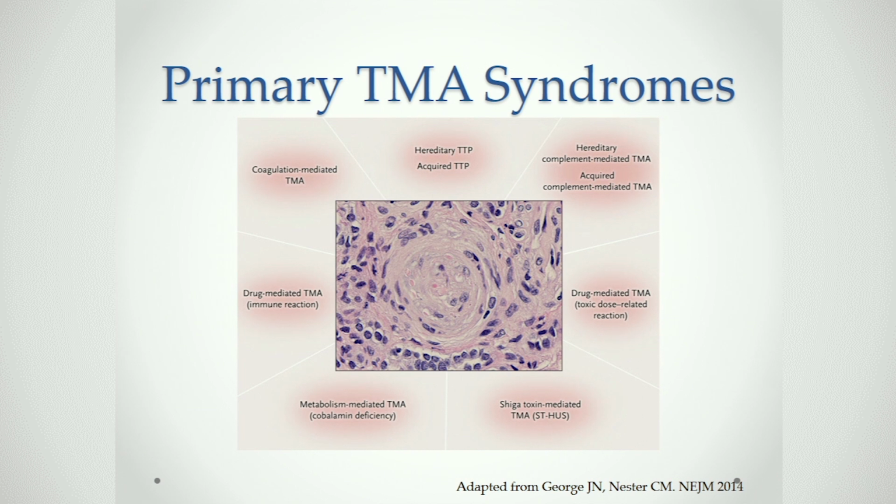To think about it in a slightly different way, this figure from Nester and George back in 2014 I found to be helpful in that they broke down the various forms of primary TMA syndrome, including hereditary TTP or acquired TTP. Separate from that are complement-mediated, both hereditary and acquired TMAs. Independent of that are drug-associated, both immune and toxic-associated TMAs. And then finally, there are some both metabolic and Shiga-toxin associated. So all of those are considerations.